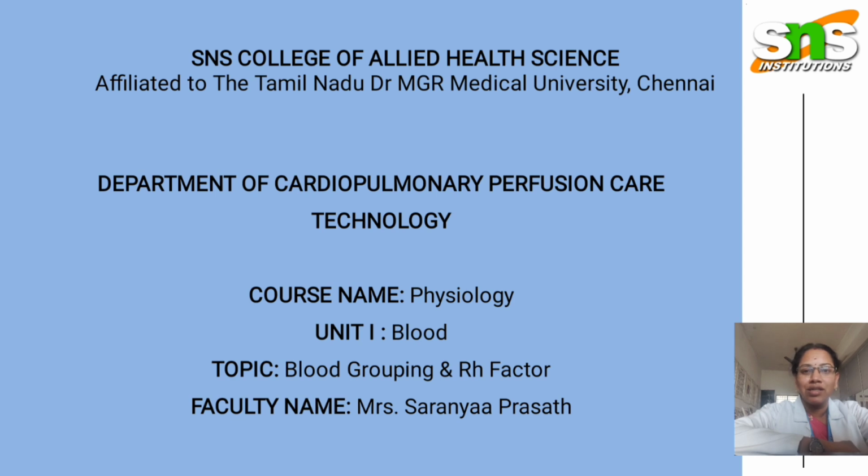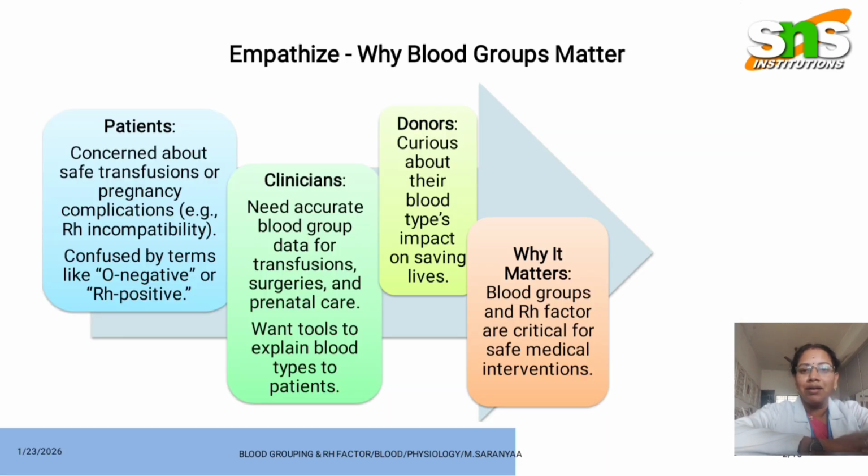Today we are going to discuss a topic on blood grouping and RH factor. So what is a blood group and why does it matter? The concern of patients is safe transfusions. They don't know what their blood group is and how that procedure actually happens in the hospital. And as pregnant ladies, they want awareness of what RH incompatibility is. Most persons have difficulty understanding what is positive and what is negative and how that happens.